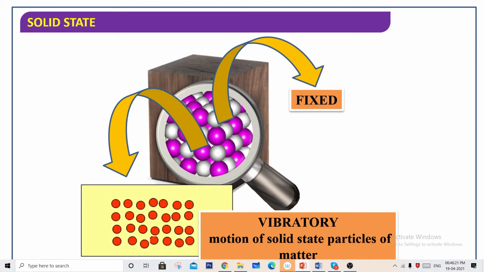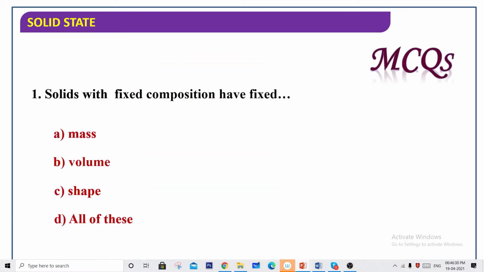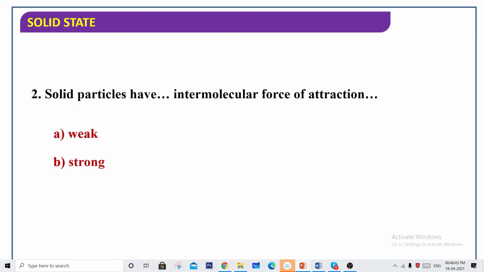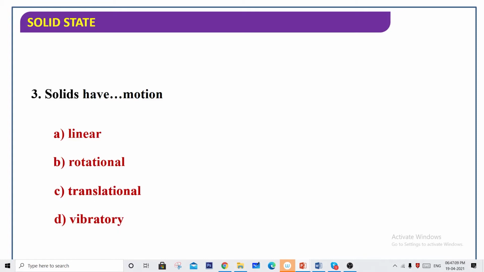Do you understand the meaning of the vibratory motion now? Yes, I do. So what's your answer here? Fixed. All of these. Good. Solid particles have strong intermolecular forces of attraction, so option B, the second one. Vibratory motions, so the fourth option, sir. Vibratory motion.